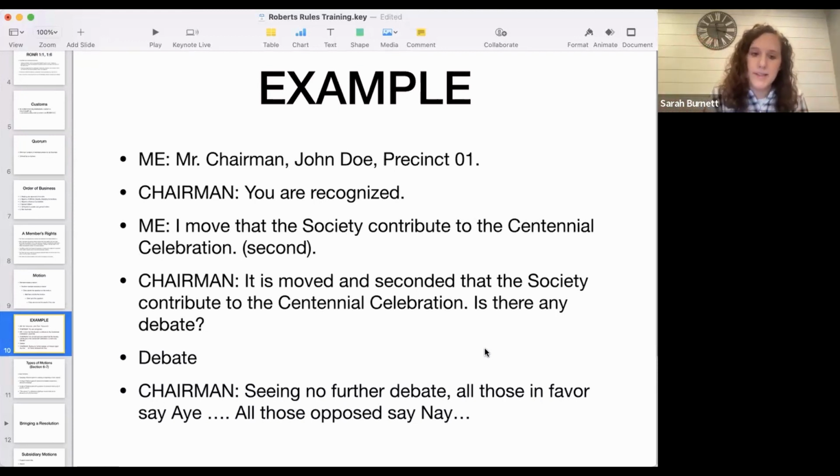Is there any debate? At that point, debate takes place. When debate is done, the chairman says, seeing no further debate, all those in favor say aye, listens for the ayes. All those opposed say nay. And then he says the motion carries or the motion fails. That is the basic outline of a motion. So I'm going to get into types of motions, but do we have any questions before I do that?